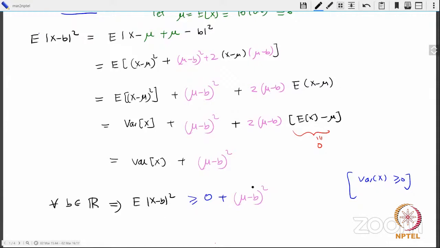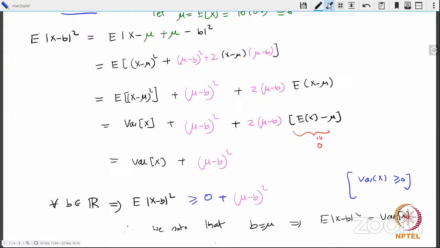So the idea is that it's always going to be bigger than or equal to this, and this part is 0 when mu is equal to b. That's when it takes the smallest value. So therefore, we note that if b is equal to mu, then E of (X minus b) whole squared is just the variance of X, and that's the smallest value. So maybe I should not have phrased it like this.